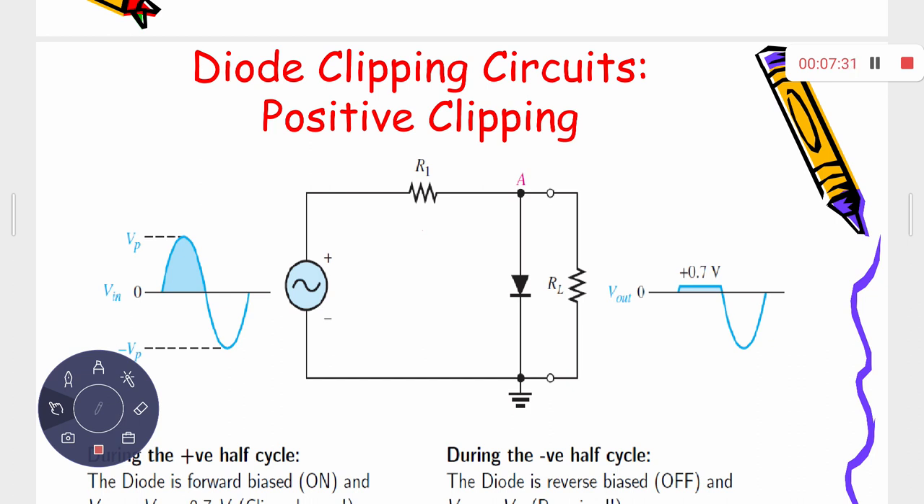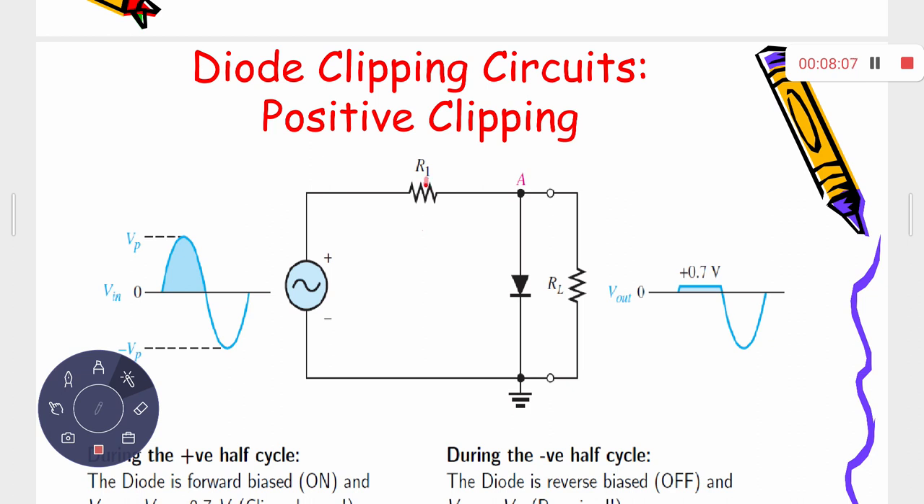Now this is your input signal. The input varies from plus Vp to minus Vp. It's riding on zero DC, a sinusoidal signal, Vp sine omega t. You have some resistance over there, R1. You have another load resistance over there, RL. And this time the diode is connected in parallel. Now if you compare this circuit with our half wave rectifier circuit, there you have the diode connected in series. This time the diode is connected in the parallel path. That means you are taking the output across the diode itself.